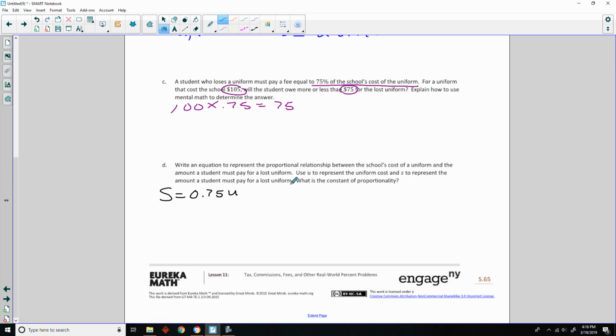The constant of proportionality is 75% or 0.75, and remember the equation y equals kx from years ago, last year, 2 years ago. K is your constant of proportionality or your rate of change. So in this case, y is our S and x is our independent variable U. So therefore the K is 0.75. The constant of proportionality is 0.75.